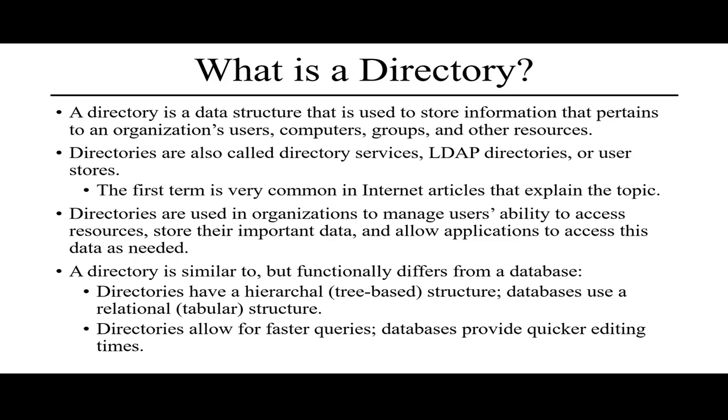A directory is often compared to a database. Some articles will actually use the two terms interchangeably, but that really isn't accurate, and here's why. Directories have a hierarchical or tree-based structure. Databases use a relational or tabular structure, so the way everything's organized is very different. Directories, kind of like the Linux file system, have a root, and then they build up from there in branches, like a tree. Databases have a tabular structure, where tables relate to one another. Directories allow for faster queries, and databases will provide quicker editing times.